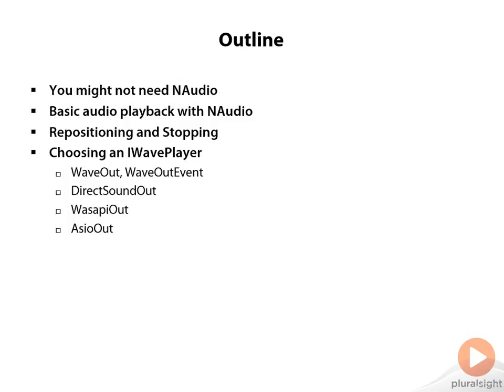One of the things that might be confusing if you're new to NAudio is deciding which implementation of IWavePlayer you're going to use to playback audio. Which of the various output models is the most appropriate. So I'll be discussing what the main choices are: WaveOut and WaveOutEvent, DirectSoundOut, WasapiOut and AsioOut. And we'll talk about the advantages and disadvantages of these, as well as looking at how you can configure them.